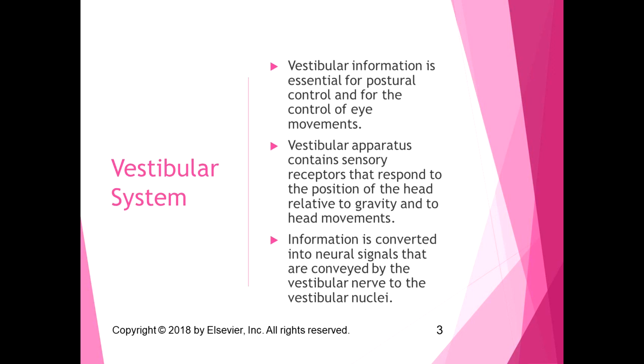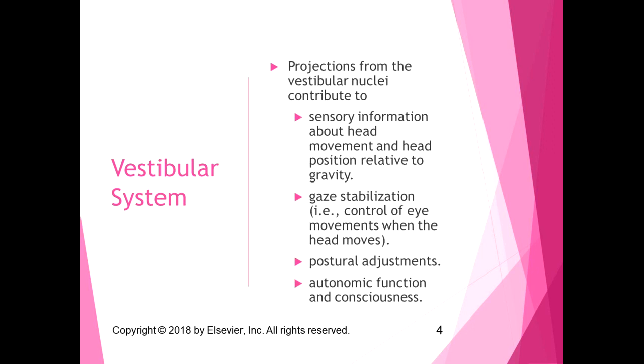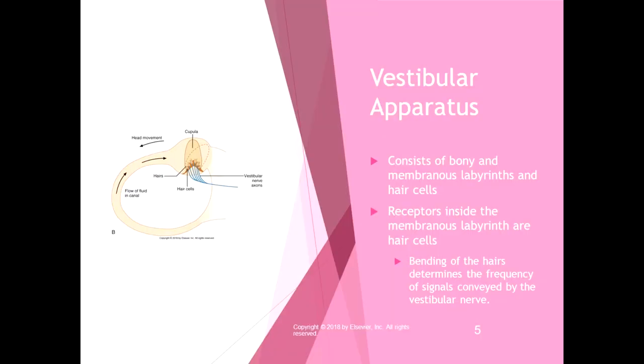Information is converted into neural signals in a way that we'll talk about in a minute, and they're conveyed by the vestibular nerve to the vestibular nuclei. Projections from the vestibular nuclei contribute to sensory information about head movement and the head position relative to gravity, gaze stabilization, that is the control of eye movements when the head moves, postural adjustments, and autonomic function and consciousness. So all important things.